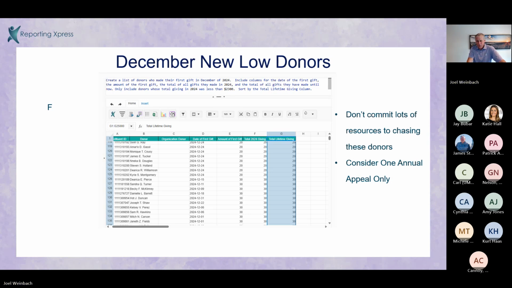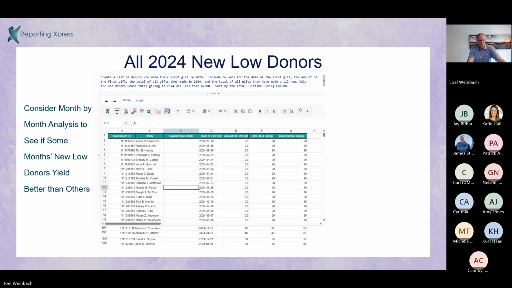You don't want to commit a lot of resources to chasing those really low December donors. You probably want to send them one annual appeal a year, and that's it. And you might even, depending on the cost of that appeal, make it an electronic appeal only. You may not want to spend postage on them. You can calculate that by your response rates and things. But these are not donors that are really contributing to your organization at a high level.